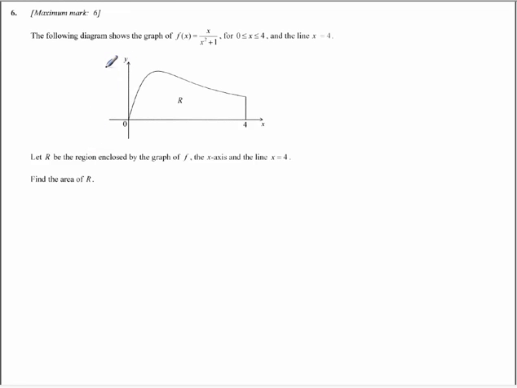The following, number 6, the following diagram shows a graph of f of x is equal to x over x squared plus 1 from 0 to 4 and the line x equals 4. Let R be the region enclosed by the graph of f, the x-axis, and the line x equals 4. Find the area of R. Of course, they showed you a picture, so R is this highlighted region here.